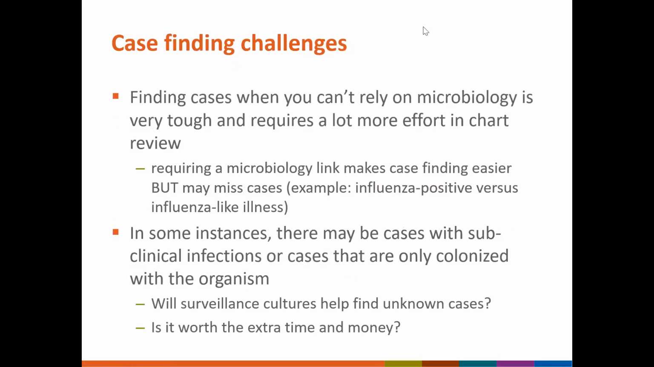So, case finding challenges. Finding cases when you can't rely on microbiology is very tough and requires a lot more effort in chart review, because we know very well that reviewing case records takes a lot of time for any investigator investigating an outbreak. If you have a laboratory record and you know the pathogen already, you can just go to that case, pull down the case sheet, and get all the information. But when you don't have that, going through all the case sheets and finding typical symptoms will be very, very challenging.